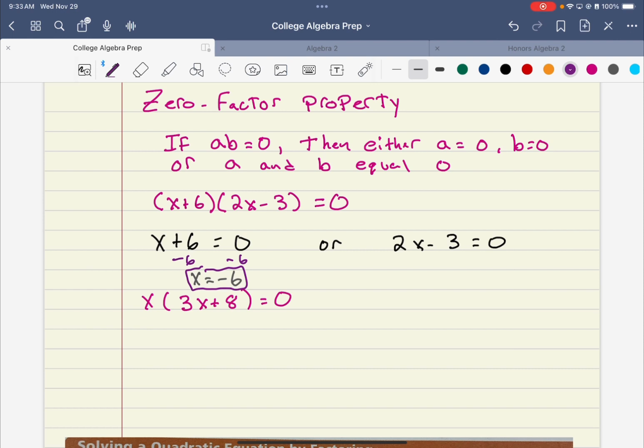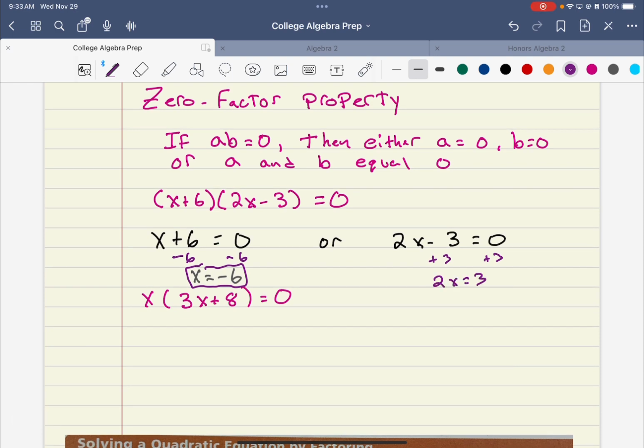Or we solve the other one. This one's not so easy to solve in your head. Well, it is. Algebraically, add 3 to both sides. That leaves me with 2x equals 3. Divide by 2. There's my other solution, 3/2. So if my x is either of those or both of those, then I have a true statement. That's what the zero product property, or the zero factor property, says: you set each individual piece equal to 0 and you solve.